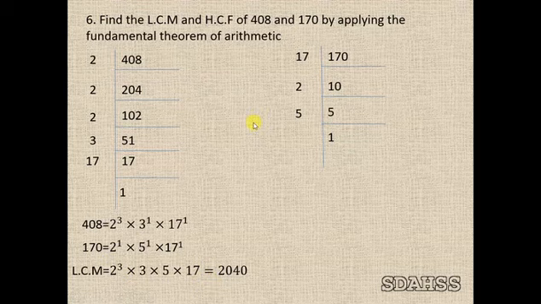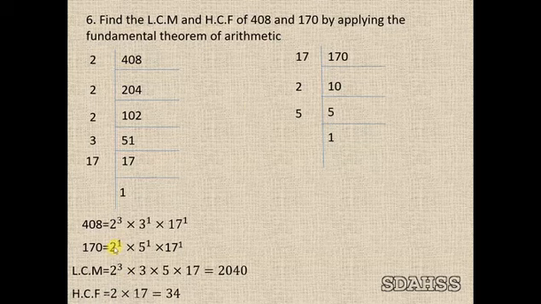Then we want to find HCF. HCF is equal to, now you compare the factors and write the common factors. Here 2 is a common factor, 2 power 1. For HCF you have to write the least power. The least power is 2 power 1. Then 17 is the common factor, so 2 into 17. If you multiply, you will get 34.